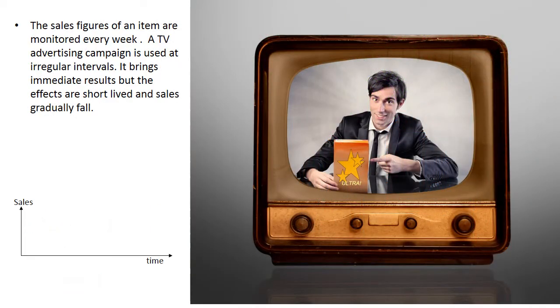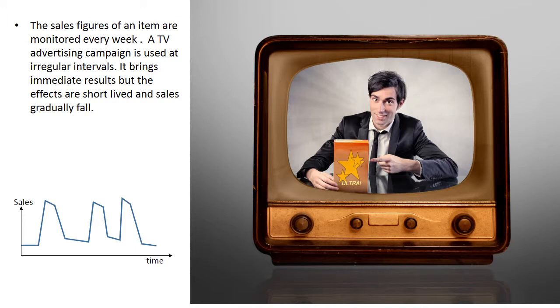The sales figures of an item are monitored every week. A TV advertising campaign is used at irregular intervals. It brings immediate results, but the effects are short-lived and sales gradually fall. So I'm expecting the graph will look something like this. Advertising campaign brings on good sales and then it tapers off.